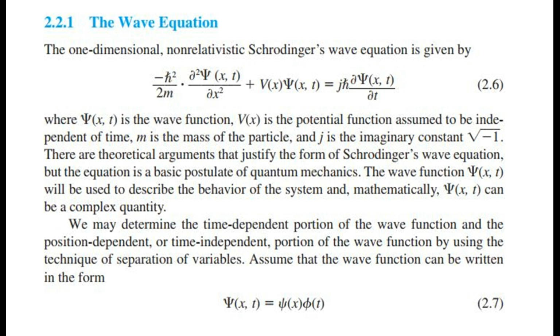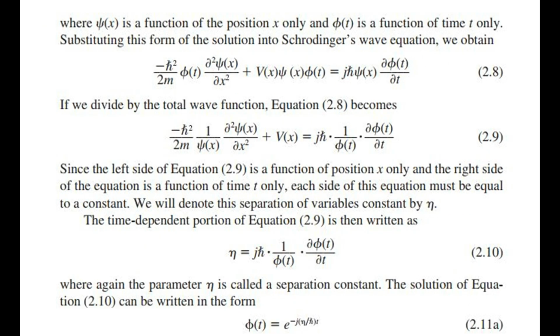The wave function Ψ(x,t) will be used to describe the behavior of the system and, mathematically, Ψ(x,t) can be a complex quantity. We may determine the time-dependent portion of the wave function and the position-dependent, or time-independent, portion of the wave function by using the technique of separation of variables. Assume that the wave function can be written in the form Ψ(x,t) = ψ(x)φ(t), where ψ(x) is a function of the position x only and φ(t) is a function of time t only.